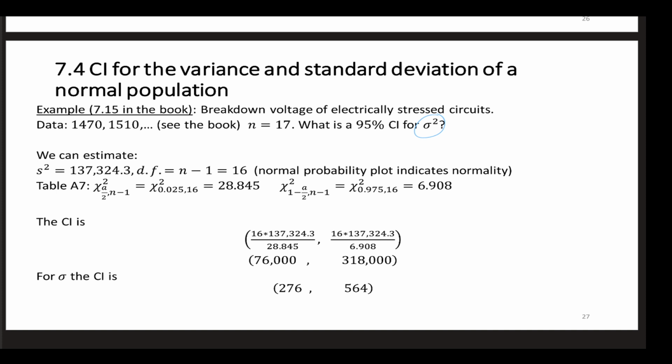So, what is a 95% confidence interval for the variance? Now, of course, this assumes a normal distribution. Assuming normal distribution is underlying the breakdown voltage. So assuming that the breakdown voltage is normally distributed, what is a 95% confidence interval for the variance? So we can estimate, well, the sample variance, we can calculate that.